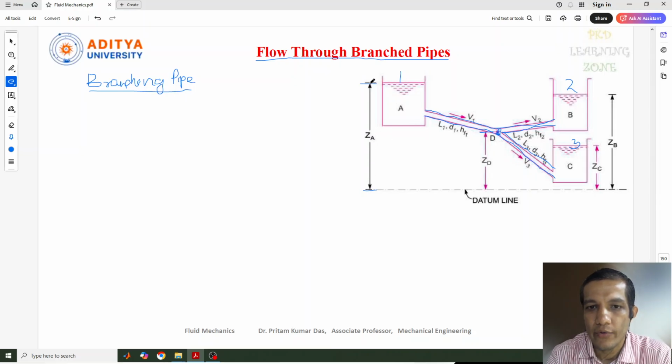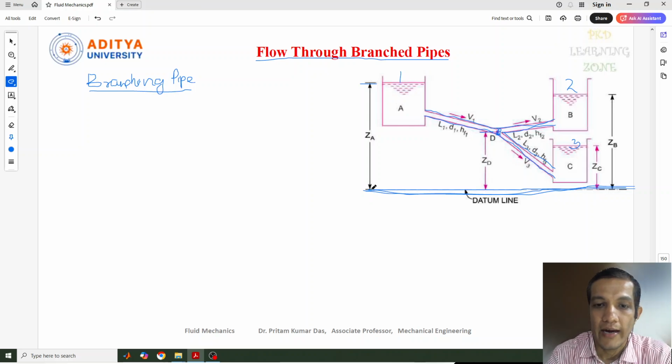To find this level or distance or head, we need to consider a datum line, or reference line. The datum line is nothing but the ground level of that particular area. We can select that ground level, or you can take a reference line from anywhere. The level, or the head, of the first reservoir can be measured from here to here, and that is ZA.